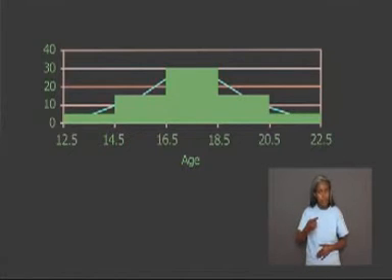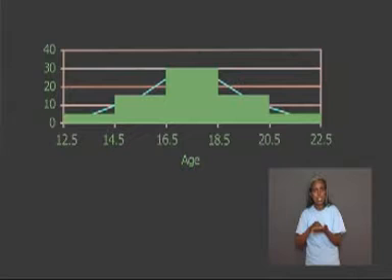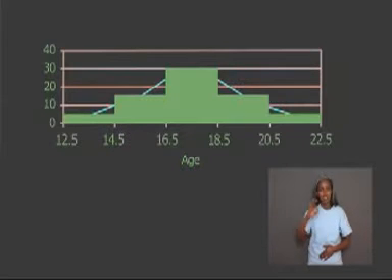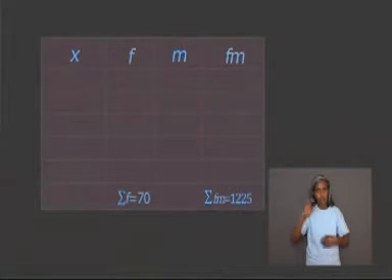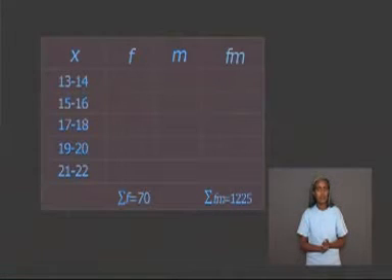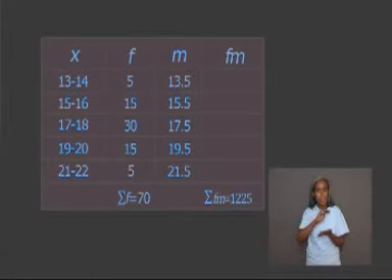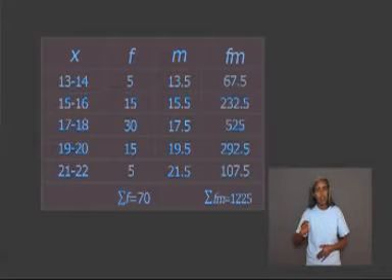Next, by joining together points at the center of each class, we can draw the frequency curve. The curve appears to be symmetrical. Let us see if the mean, median, and mode support this skewness. To calculate the mean, median, and mode of the data, we first create this table. We have a column for the age distribution, a column for frequency, a column for distribution mean, and a column for the frequency times the mean.